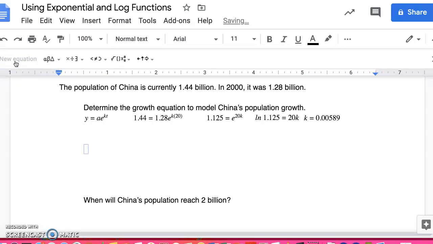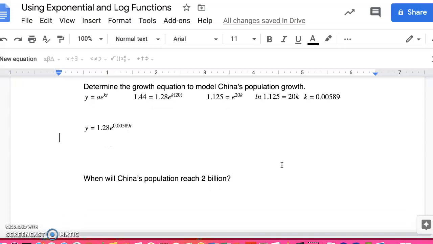It says write a growth equation. So the growth equation, we just take sort of the population value, the current population value out, and put the other stuff in, and take time back out. So we got y equals our starting value of 1.28, always e. Now we know the growth rate is 0.00589, and we'll put the t back in there like that. Okay, so we want an equation we can use to predict the population of China at a given time from the year 2000, and that's what we got.